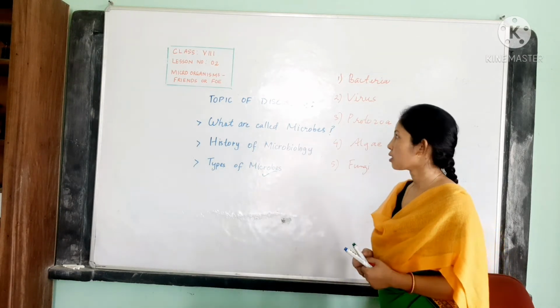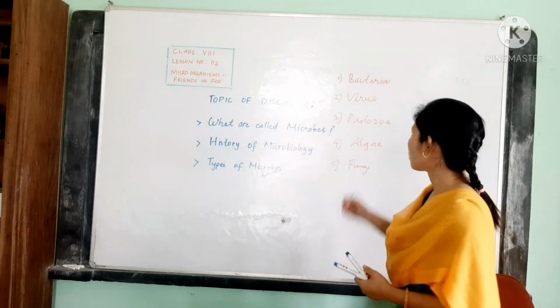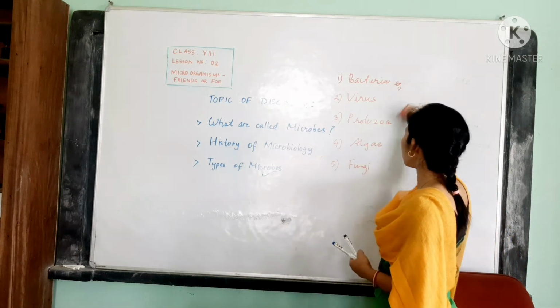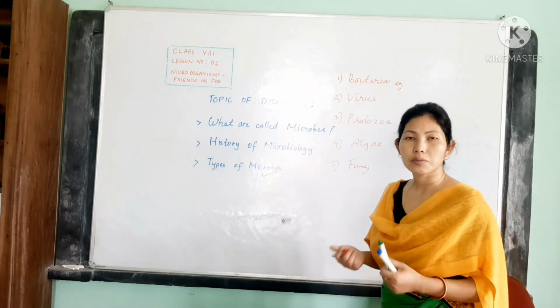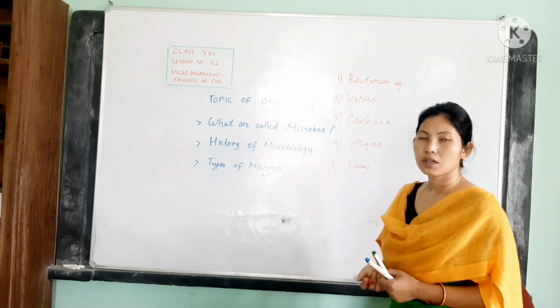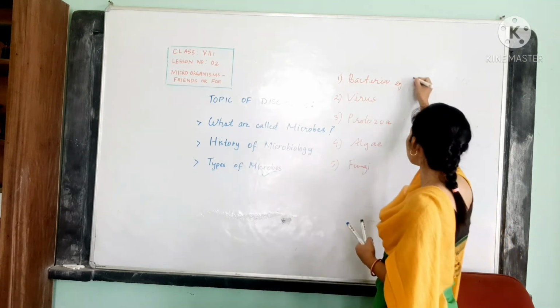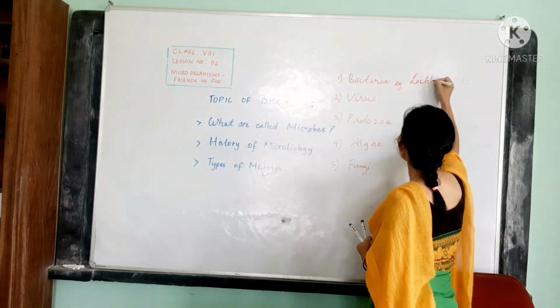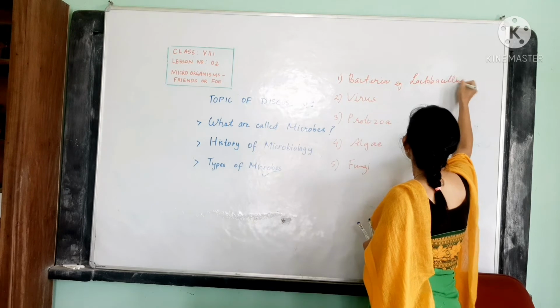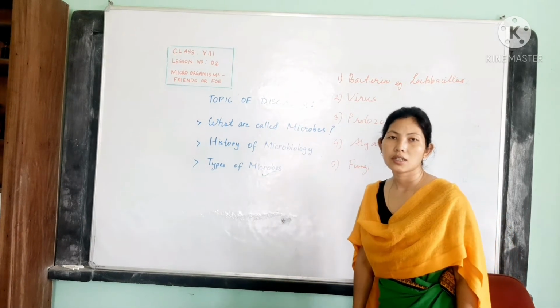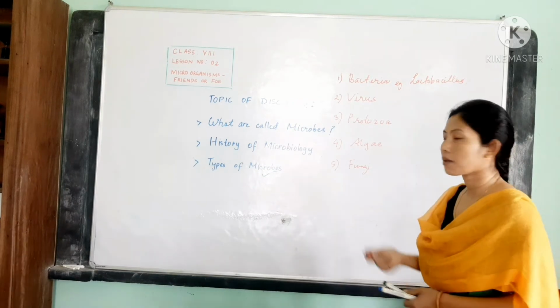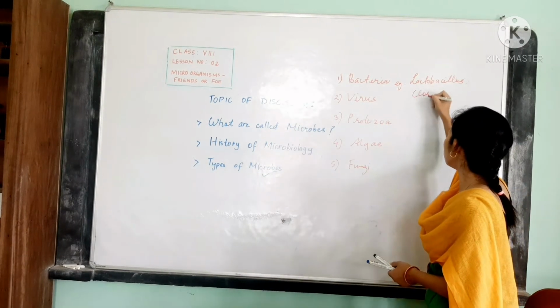So let us give some examples of bacteria. Some examples: bacteria help in the formation of curd, that is Lactobacillus. Lactobacillus is a useful bacteria that helps in turning milk into curd. Next example, that is Clostridium.